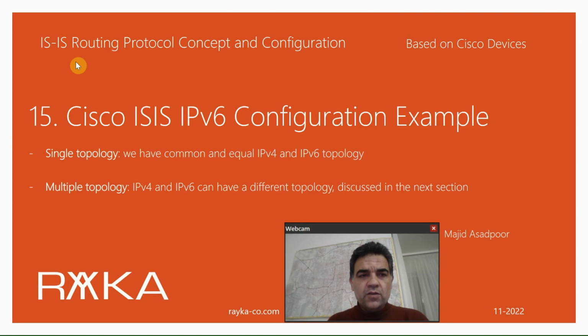Welcome to another video of ISIS routing protocol concept and configuration. In this section, we will have an ISIS IPv6 single topology configuration example. By single topology, it means IPv4 and IPv6 have the same topology. When IPv4 and IPv6 have different topology, it is called multiple topology, which will be discussed in the next section.